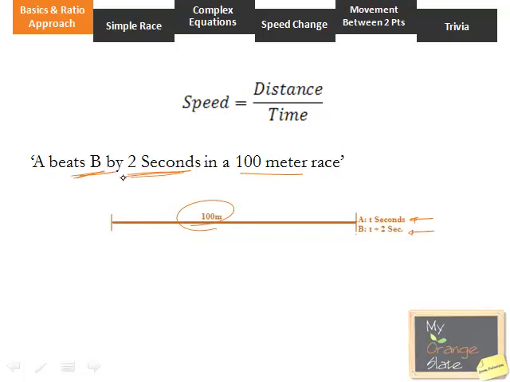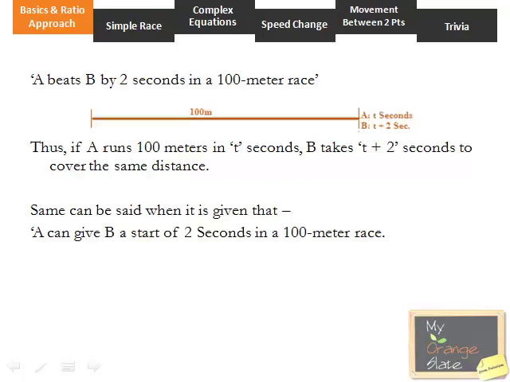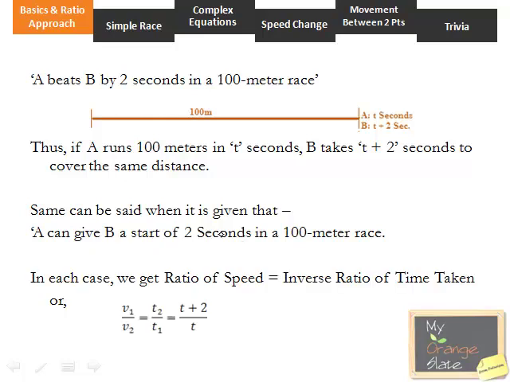Same thing as A beats B by 2 seconds can also be said as A can give B a start of 2 seconds. And in this case, B would start the race 2 seconds before A does, and both reach the destination at the same time. Thus, once again, if A takes t seconds, B would take t plus 2 seconds. And we get the ratio of speed is equal to the inverse ratio of time, or V1 over V2 is equal to t plus 2 over t.